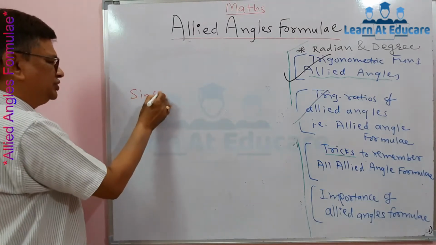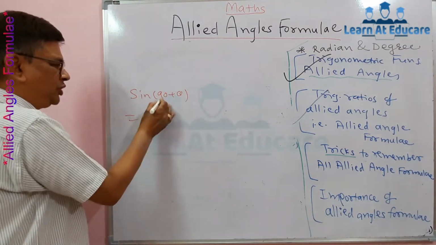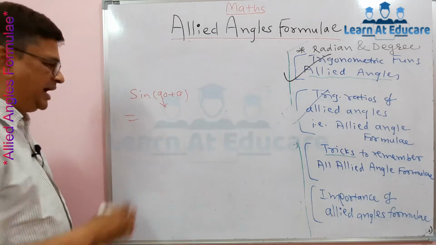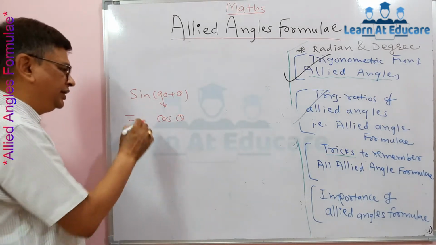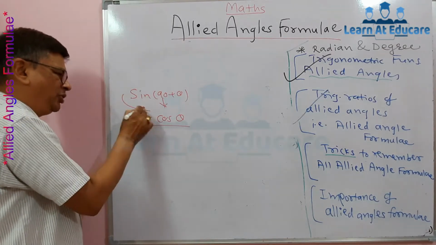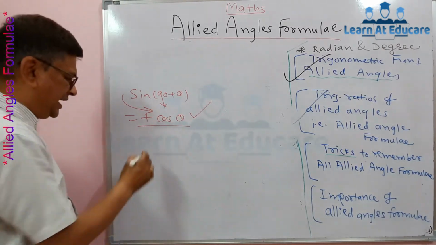Suppose you want sine of 90 plus theta. Because it is 90, sine changes to cos, so it will be cos theta. And 90 plus theta is in the second quadrant, where sine is positive, so that will be positive. Take another example.